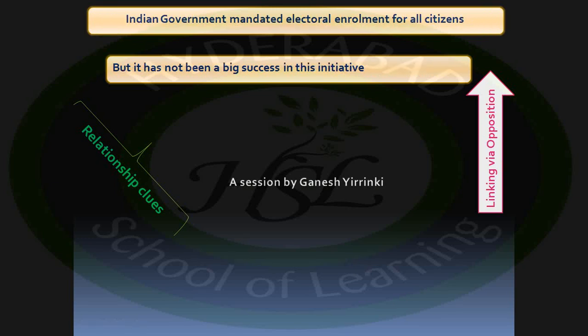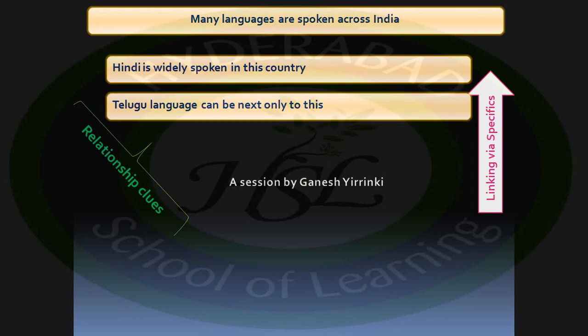Next, linking can also be understood via opposition. For example, the Indian government mandated electoral enrollment for all its citizens, but it hasn't been a big success in this initiative. Looking at the meaning, the two sentences look opposite. Though the meaning between the two sentences is opposite, we can still see a link between them. That's how a relationship can be understood.